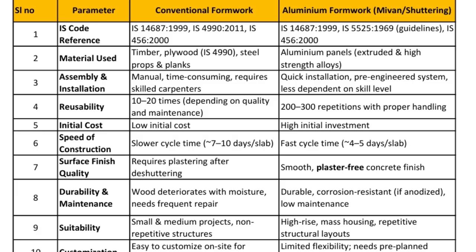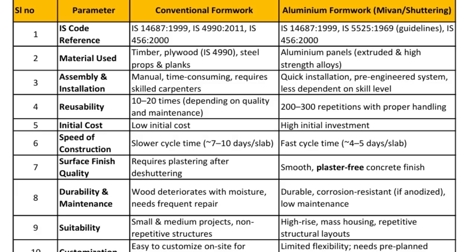So ultimately, throughout the project, it has given a more cost-effective formwork than the conventional or wooden formwork. That is why the Mivan shuttering, or the aluminum shuttering, is the number one choice.